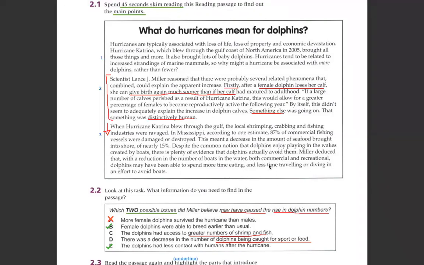All that it says here is that dolphins may have been able to spend more time eating and less time traveling or diving to avoid any boats. Okay, so it means they had less contact with the humans after the hurricane. It says more time eating, but it doesn't say what they eat. Okay, and it doesn't mention anything about them being caught for food or sport.